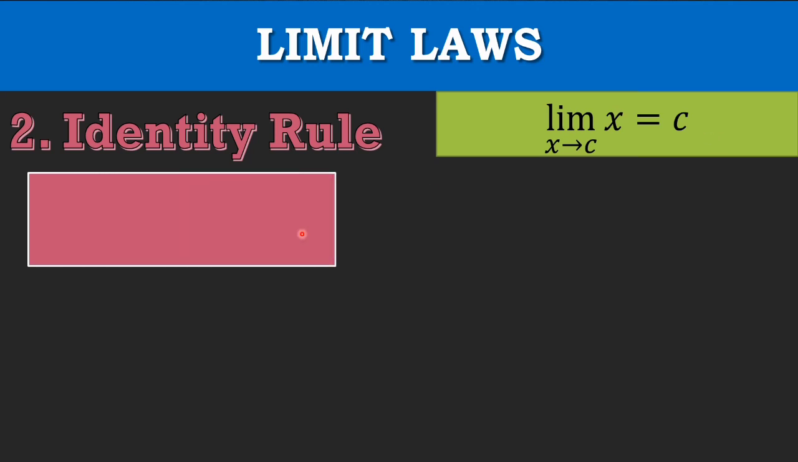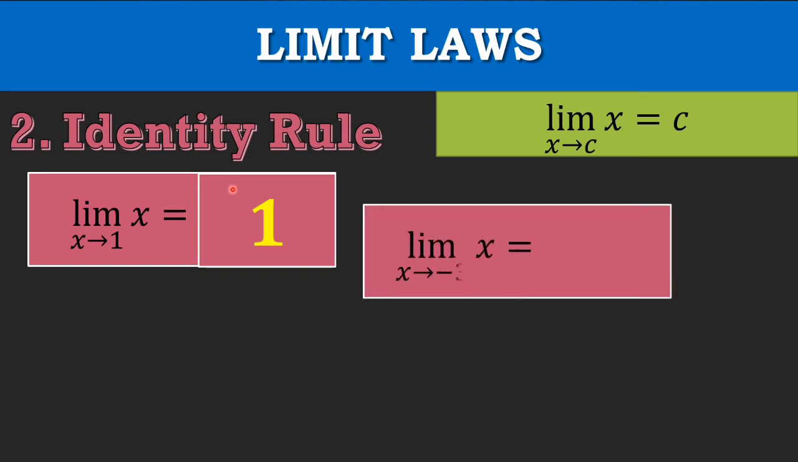Example, limit of x as x approaches 1. So yung x na to, it is also the same as your 1. Thus, the limit of x as x approaches 1 is 1. We have also limit of x as x approaches negative 3. Obviously, the answer is negative 3.